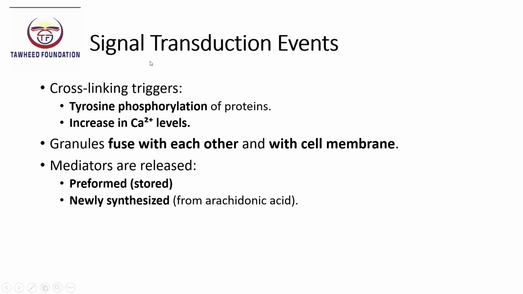Once cross-linking occurs, a series of intracellular events takes place. First, protein tyrosine kinases are activated, followed by a rapid increase in intracellular calcium concentration. These changes signal the granules within the mast cell to fuse with each other and with the plasma membrane. At this point, two types of mediators are released: preformed mediators, which are already stored in granules, are released immediately.